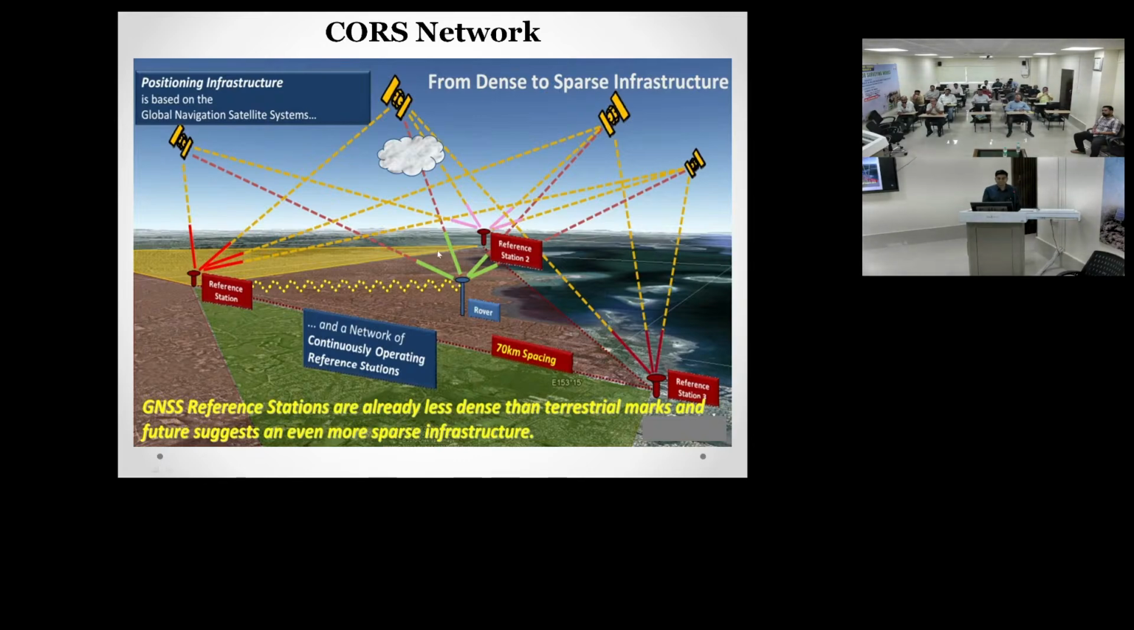So this is the CORS network, how it is doing. These are the satellites, and this is the rover. This position is unknown, so we have to find it out using those codes. So this is a diagram showing how the signals are going this way.